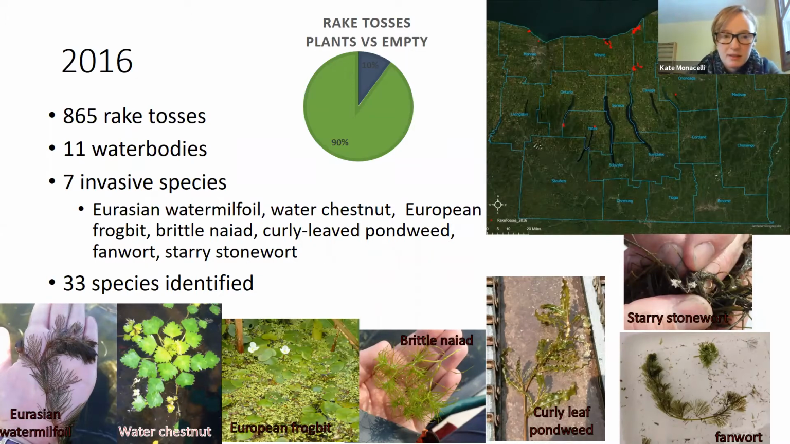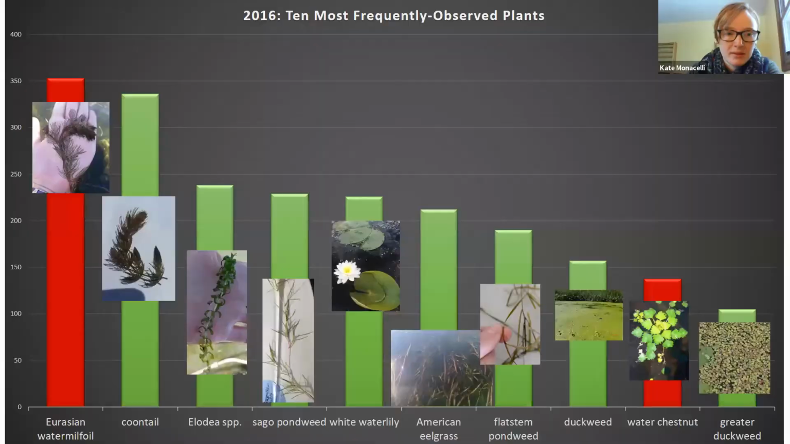And 33 species of plants were identified in 2016. That includes a generic unknown pondweed, since the small-leaved plants are really hard to identify sometimes. Here are the 10 most frequently observed plants in 2016, with the most common being Eurasian water milfoil, which is invasive, but it was closely followed by the native coontail. And then there's a variety of pondweeds, water lily, eelgrass, duckweeds. And then the only other invasive that made our top 10 most frequently observed plants was water chestnut in 2016.